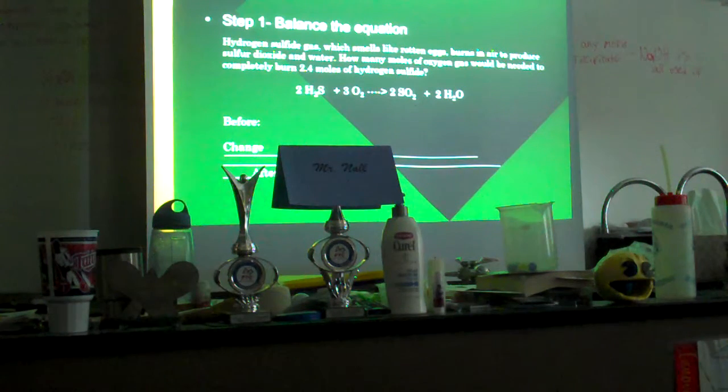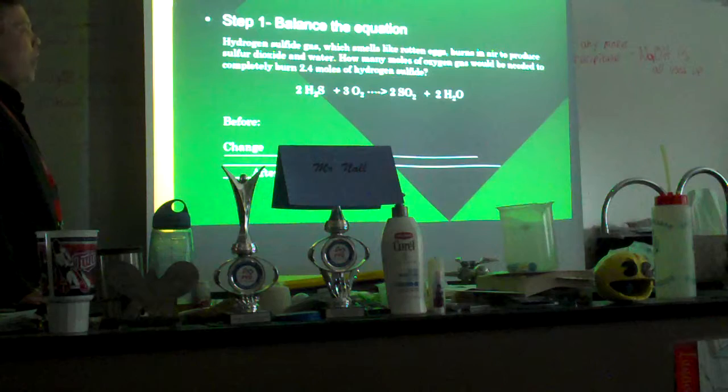Okay, so just like in last unit, you're going to get a lot more practice with writing chemical equations and then balancing them. So to start with, if you have a chemical reaction that is described there, as you can see, it says, you've got hydrogen sulfide gas, which reacts with oxygen gas. It burns in air. That's what oxygen gas is. You're burning something in air. You get sulfur dioxide and water vapor. The question is, how many moles of oxygen gas will be needed to completely burn 2.4 moles of hydrogen sulfide?